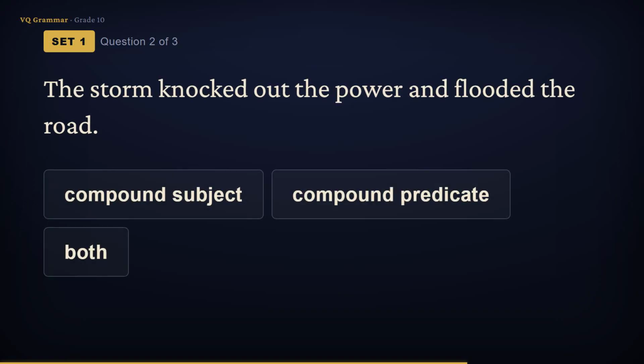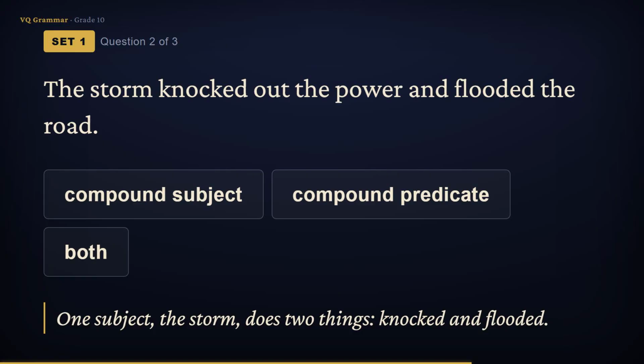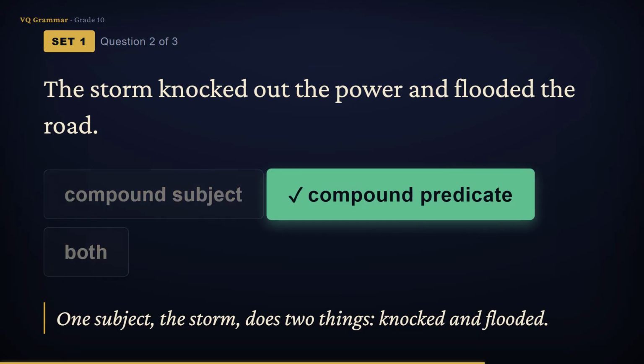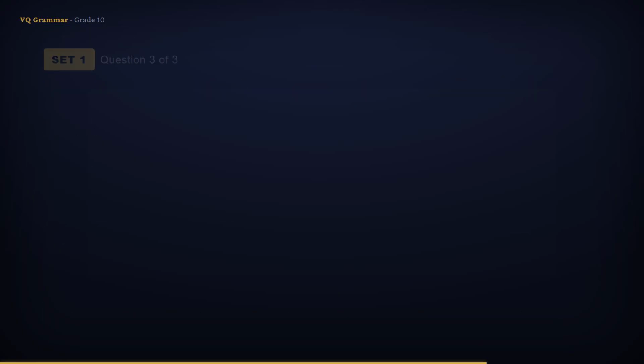The storm knocked out the power and flooded the road. Who did it? The storm, only one subject there. But it did two things. It knocked and it flooded. One subject, two verbs, so the answer is a compound predicate.